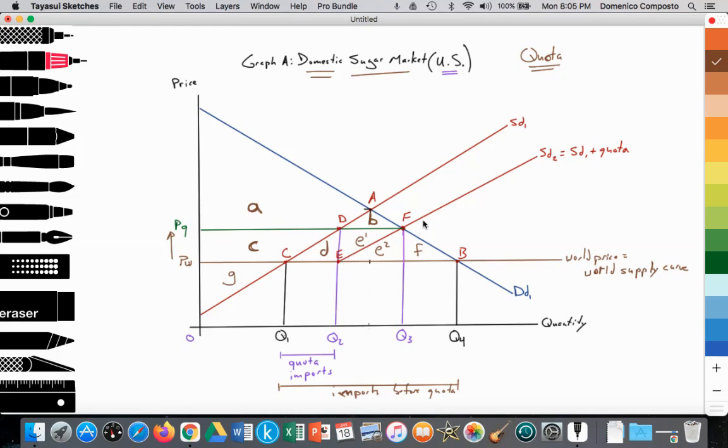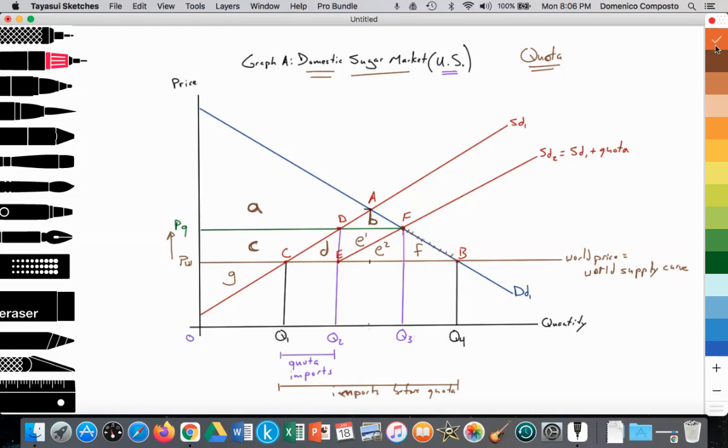And that will be seen along our SD2 curve, our supply of the domestic economy 2, which is equal to SD1 plus the quota. So continued domestic production continues from point E to point F, or from Q2 to Q3. And at that higher price, there's a reduction in the quantity demanded along the demand curve from point B to point F, or from Q4 to Q3.